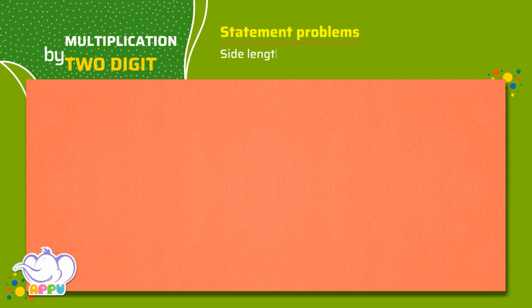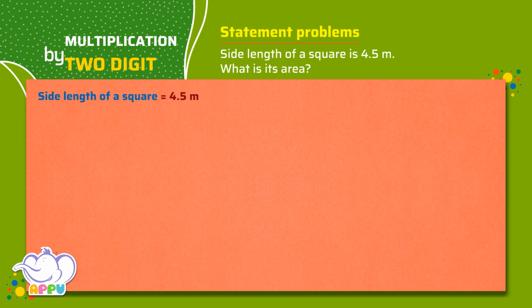Side length of a square is 4.5 meters. What is its area? Side length of a square equals 4.5 meters. We know that the area of a square equals length times length, which is 4.5 meters times 4.5 meters.